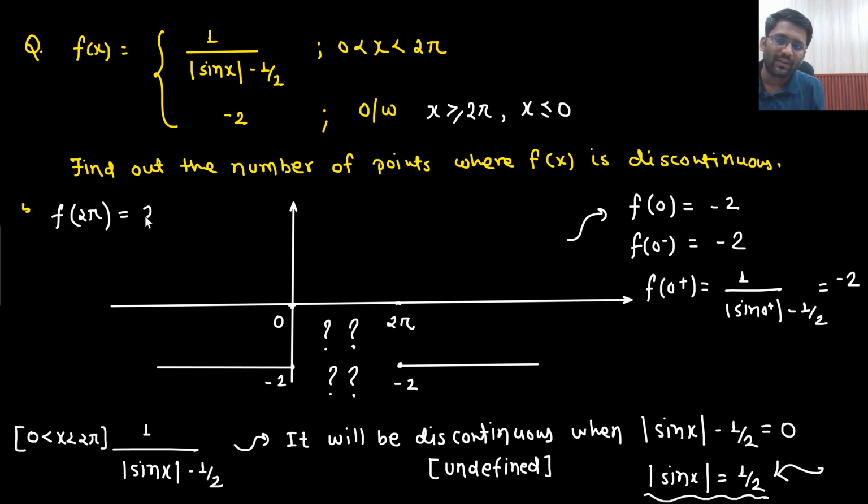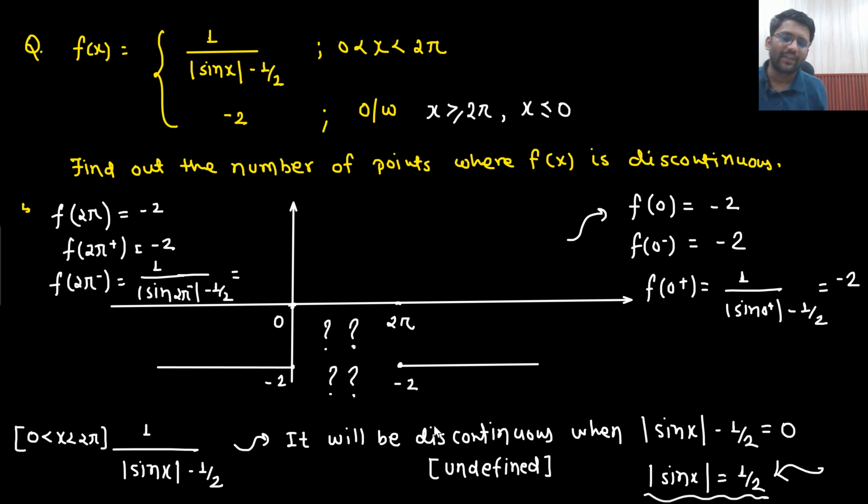What is the value at 2 pi? The value is minus 2. What is the value at 2 pi plus? The value is minus 2 only. And what is the value at 2 pi minus? It is minus 1 divided by sine 2 pi minus, minus 1 by 2. So sine 2 pi is 0 only.